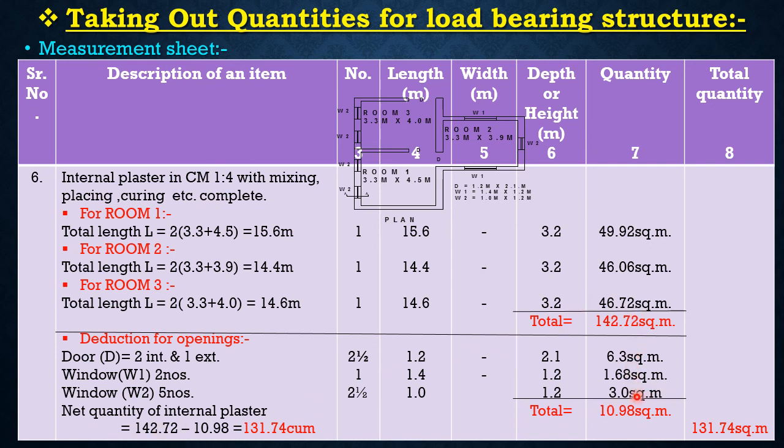So addition of these three deductions is 10.98 square meter. So net quantity of internal plaster is total quantity minus deduction. 142.72 minus 10.98 is 131.74 square meter. So internal plaster quantity is 131.74 square meter.